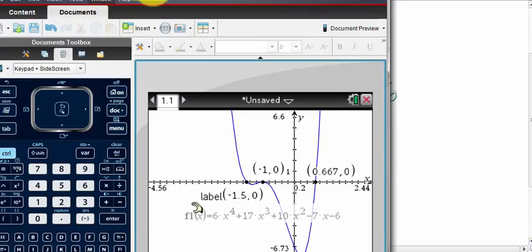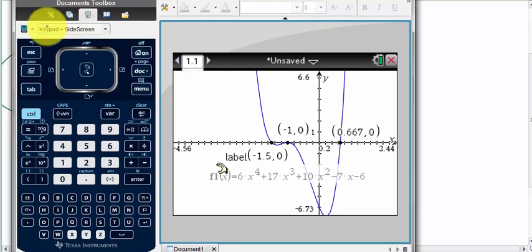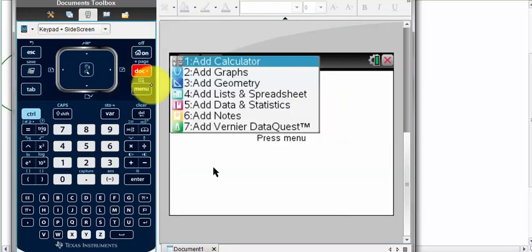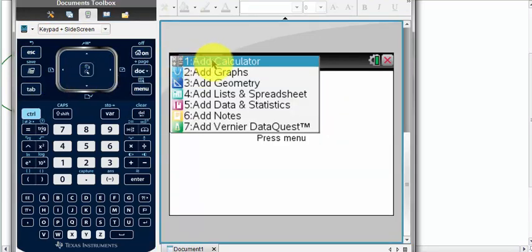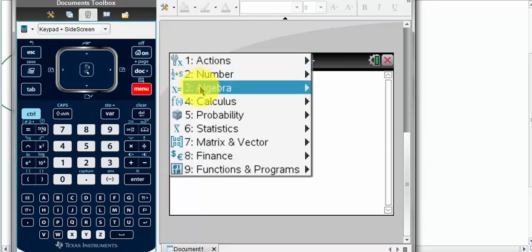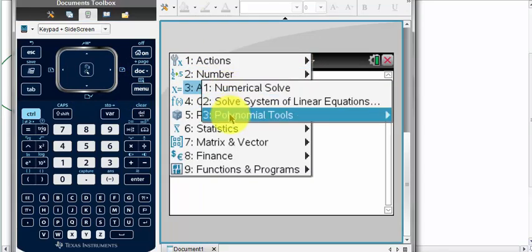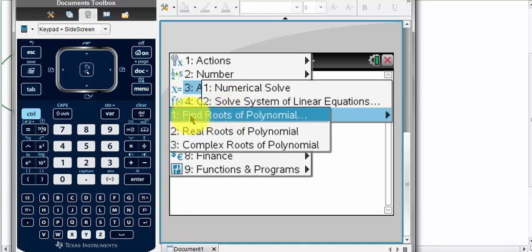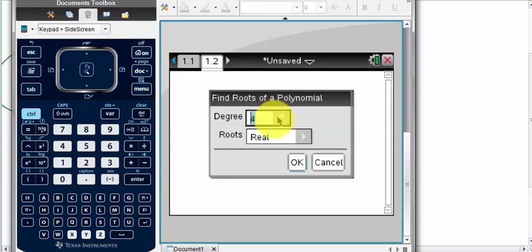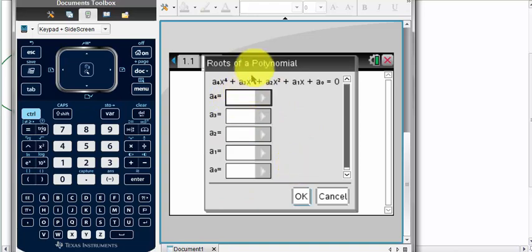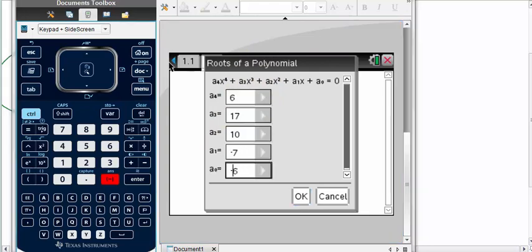Now there is one more little nugget I want to show you on your calculator. We can go to a calculator screen, and we're going to go into the Algebra tab, and we're going to go down to Polynomial Tools, and we are going to find roots of the polynomial. We have a 4th degree polynomial, and I want the real roots. And we're going to enter the coefficients here. Once we have our coefficients entered in for the polynomial, we press OK.